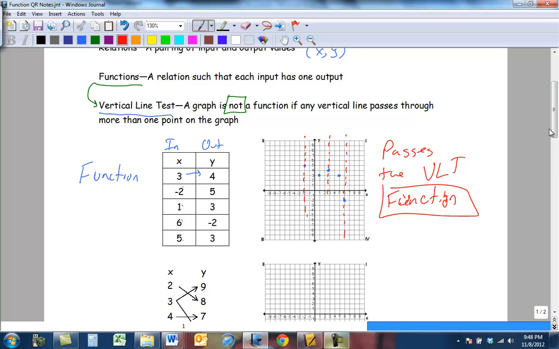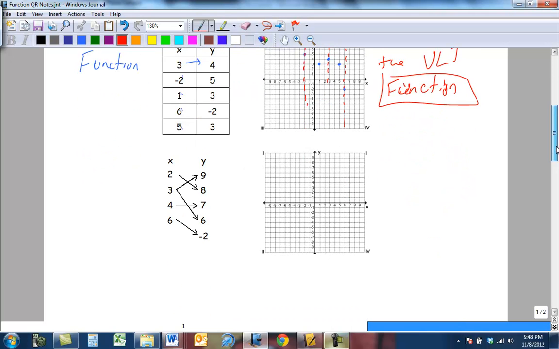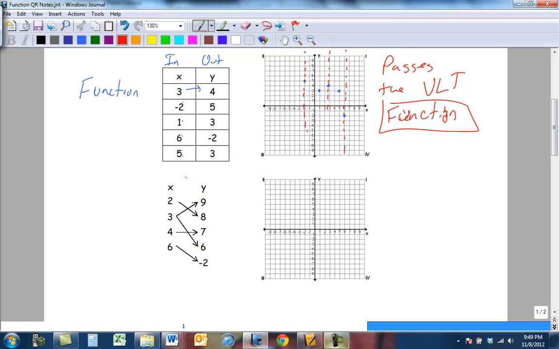All right, that brings us to this next one. Now, this is similar to a table. It's just a different way of representing the information in a table. This is saying that if you input a 2, an 8 comes out. If you input a 3, either a 9 or a 6 comes out. If you put in a 4, a 7 comes out. You put in a 6, the output is negative 2.